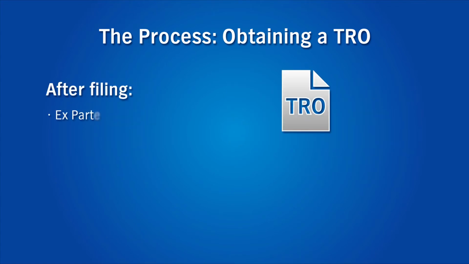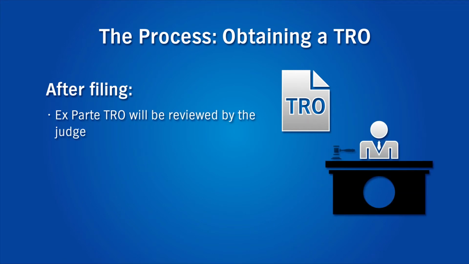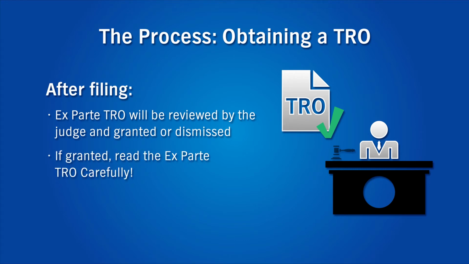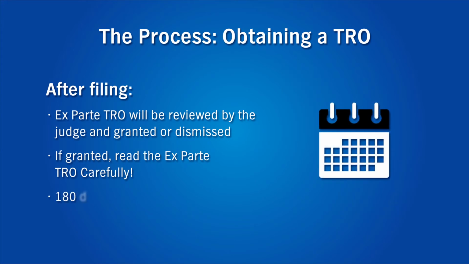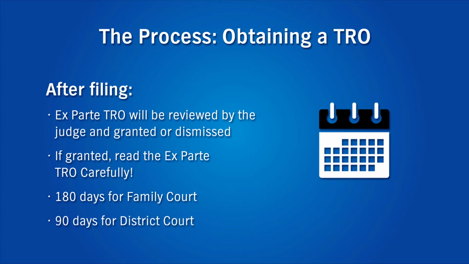The completed TRO form is taken to a judge, and the judge decides whether to grant or dismiss the ex parte TRO. If the TRO is granted, read it carefully to understand what protections you receive. If the TRO is not granted, apply again as soon as there is another incident of abuse. The ex parte TRO is valid for 180 days for family court and 90 days for district court.